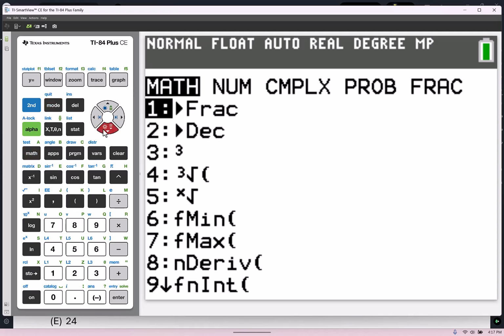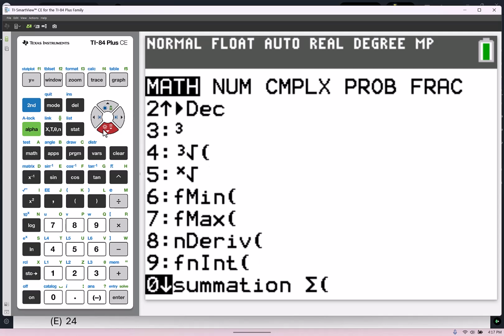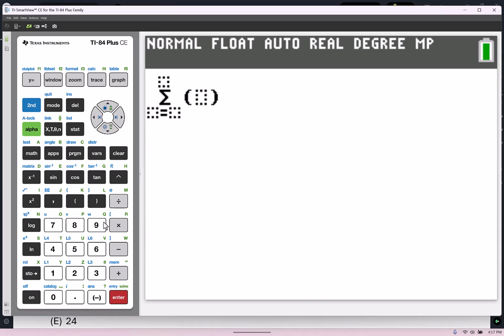Now scroll down until you see something called summation. Do you see it right there? It says summation and it has this little symbol. Push enter. The letter that I'm going to use is X because I think that's the easiest. So I put X and I'm going to start at what number? 1, and I'm going to go all the way to 46.